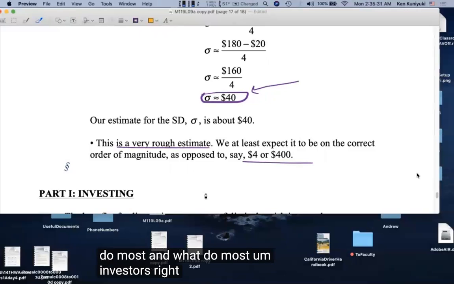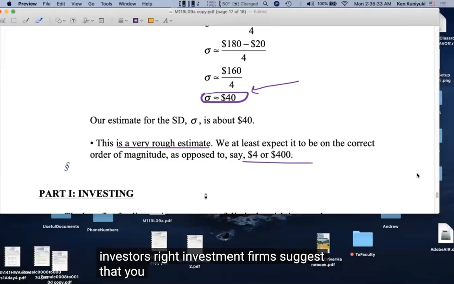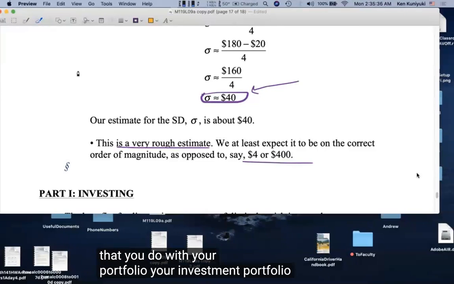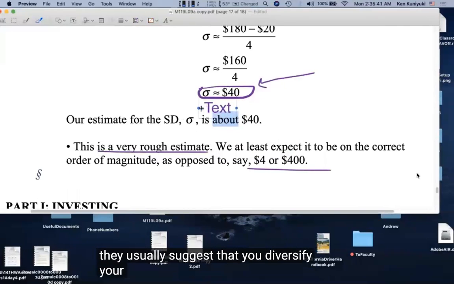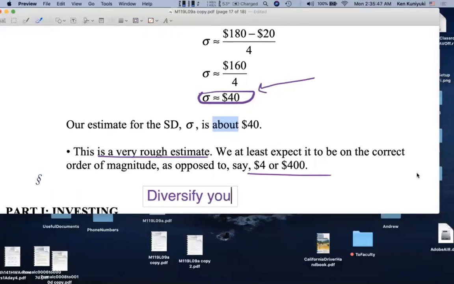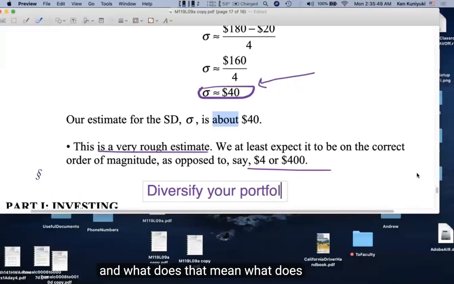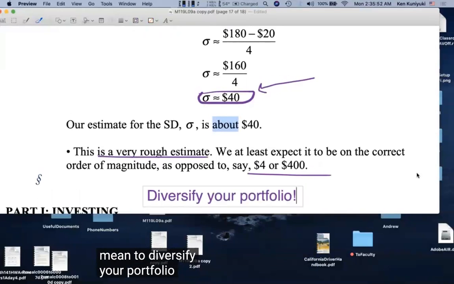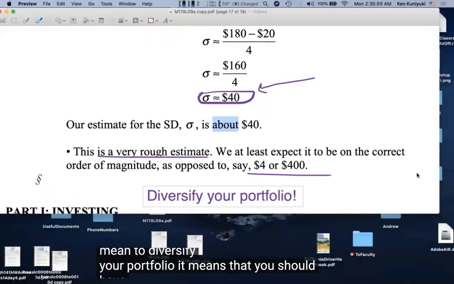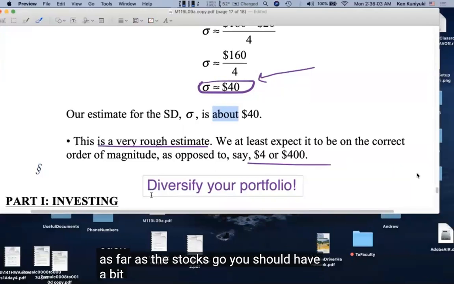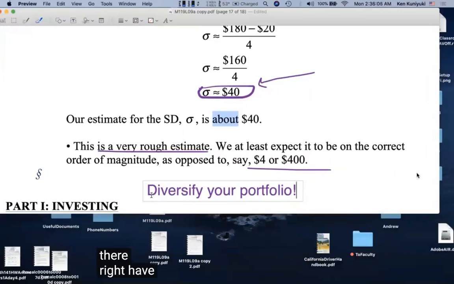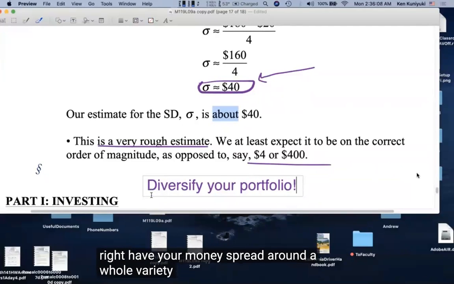What do most investors and investment firms suggest that you do with your investment portfolio? They usually suggest that you diversify your portfolio. What does that mean? It means that you should have a bit in stocks, a bit in bonds, a bit in cash. As far as the stocks go, you should have a bit here, a bit there, a bit there. Have your money spread around a whole variety of stocks.